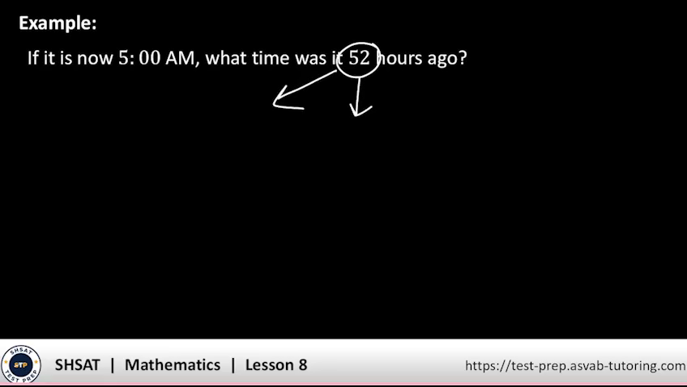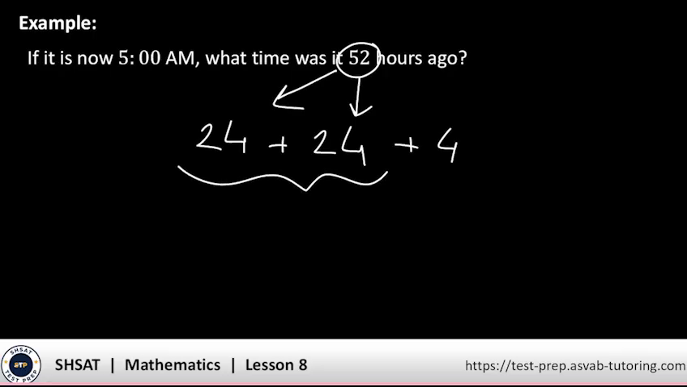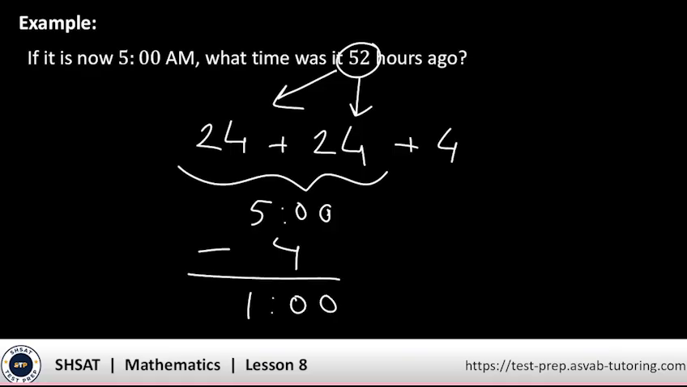If you think about it, 52 is basically 24 plus 24, which is 48, plus how much more? 48, 49, 50, 51, 52, plus 4 more hours, right? So 52 hours ago, or if I want to say, what was 48 hours ago? 48 hours ago, it was 5 a.m. But if you go further 4 more hours, it was what? It was 1 a.m., right?